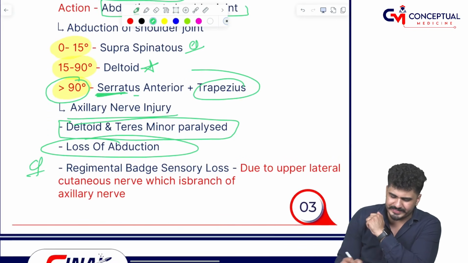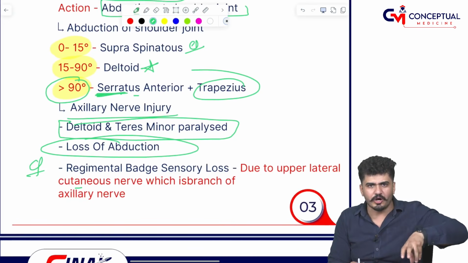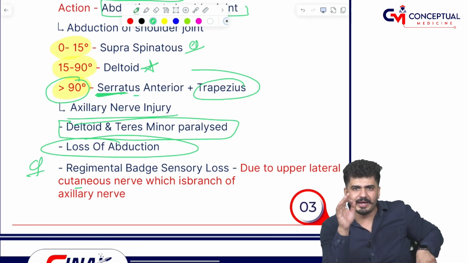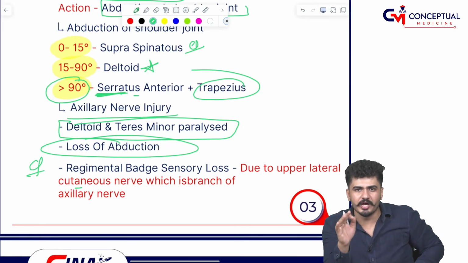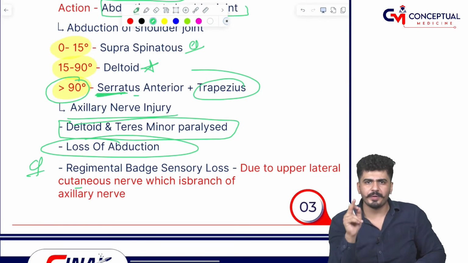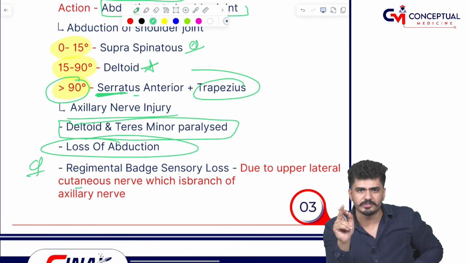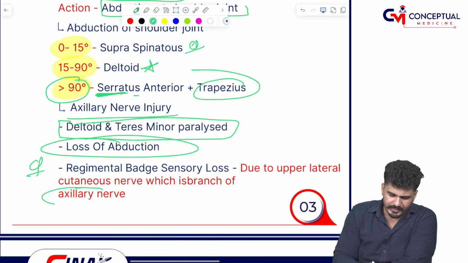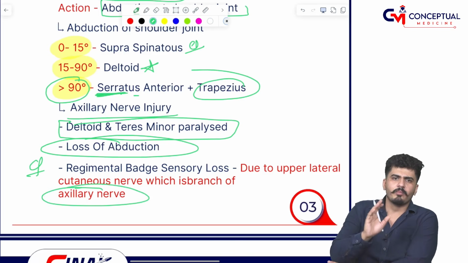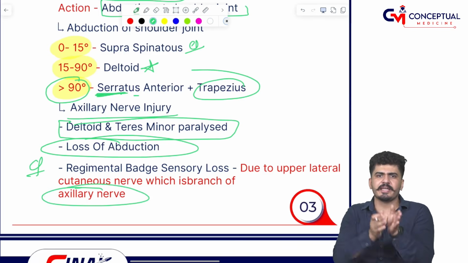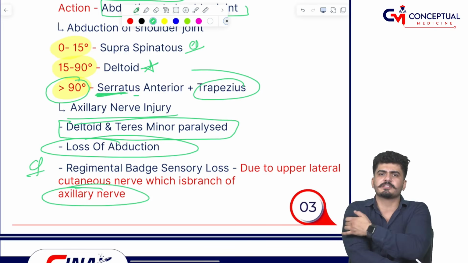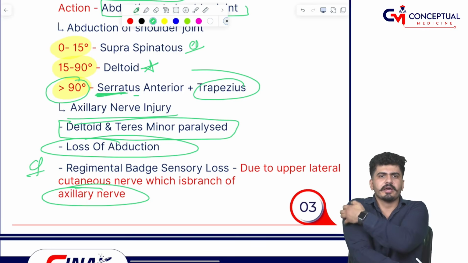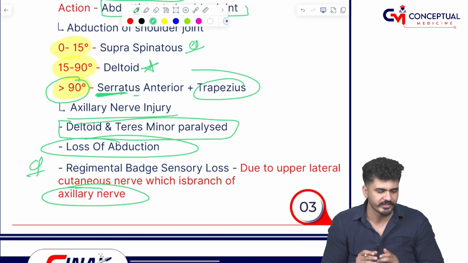The regimental badge sensory loss is due to the upper lateral cutaneous nerve, which is a branch of the axillary nerve. Axillary nerve, motor function, abduction. Sensory is a branch, upper lateral cutaneous, which is supplying this area. If this nerve is getting damaged, there is no sensation here. This is called regimental badge sensory loss. Done and dusted.